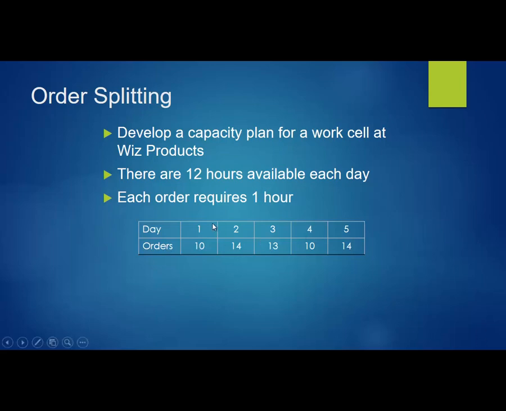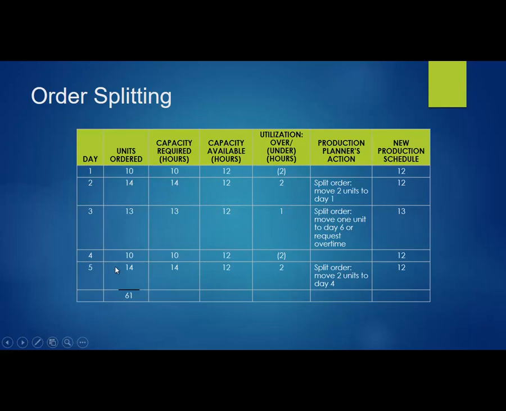If we look at the table, you can see that this one is less than 12. This is more than 12, more than 12, less, and this is more. So days 2, 3, and 5 exceed the daily capacity. So how can we handle this situation? This is what we call order splitting, which is a tactic that has been implemented here to split orders and move them to other days to balance the capacity and utilization of the existing capacity.